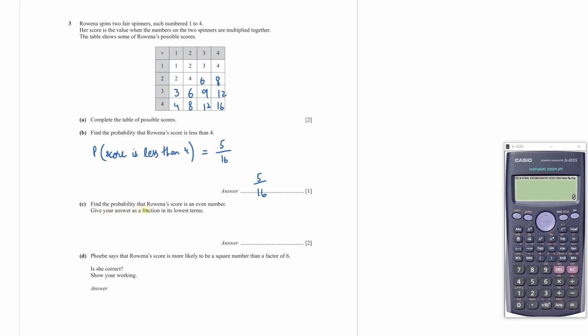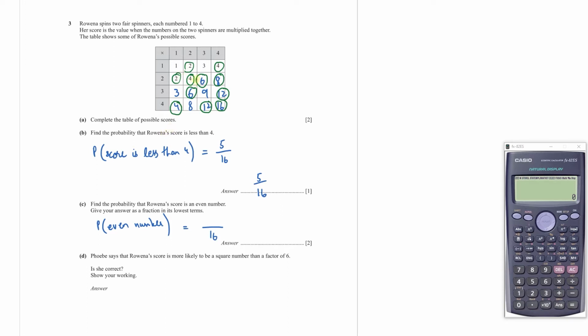Part C is find the probability that Rowena's score is an even number. Give your answer as a fraction in its lowest terms. So probability that the score is an even number. Again, your total possible outcomes are 16, and let's see how many of them are even. So this is even, these 6, 8, this 6 here. So these are all even outcomes.